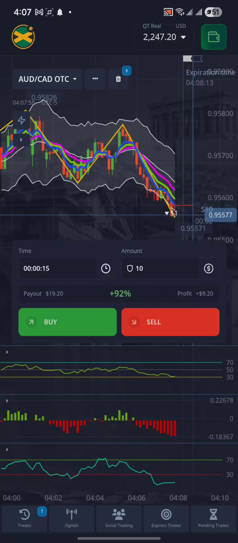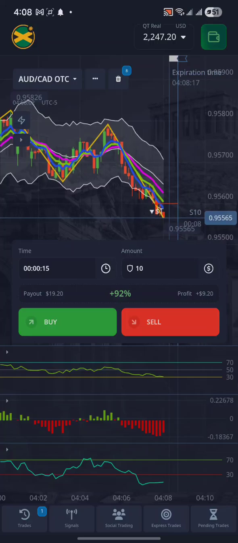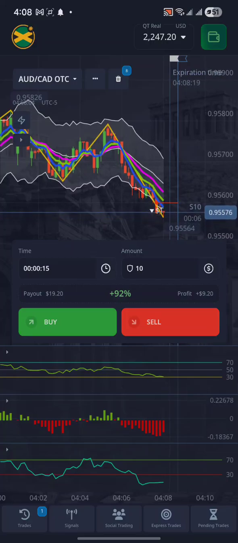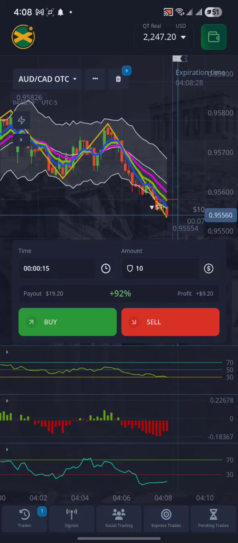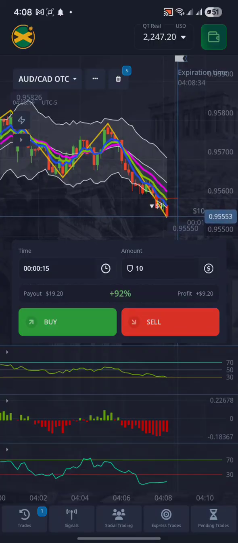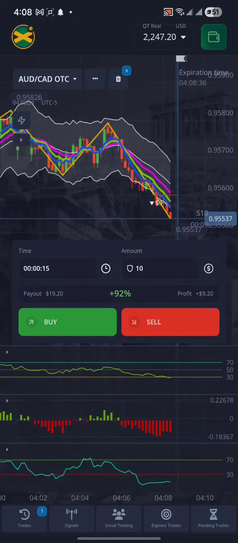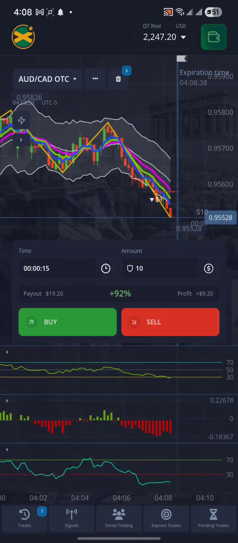See, the strength and the momentum is stronger. The RSI is in oversold, so it can still turn back one way. But that's why we set up for 15 seconds. If it does turn back, catch it going back up. And then the market can really point down, but it's still below the oversold. And we would have won this trade.